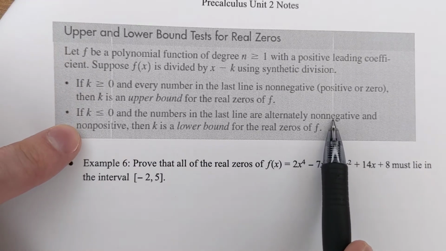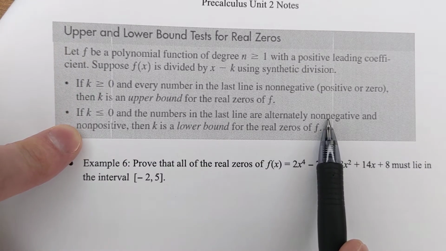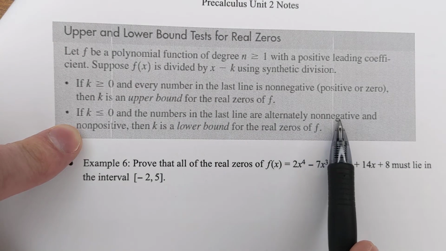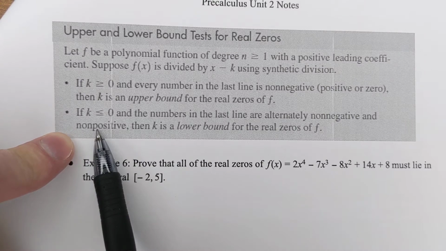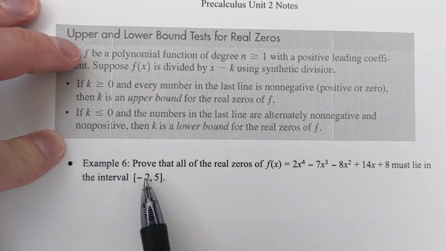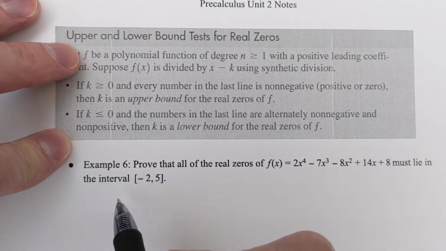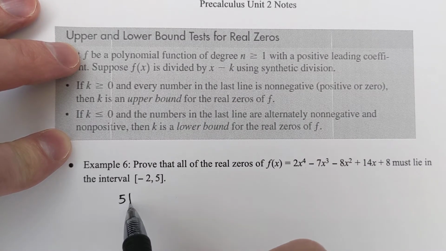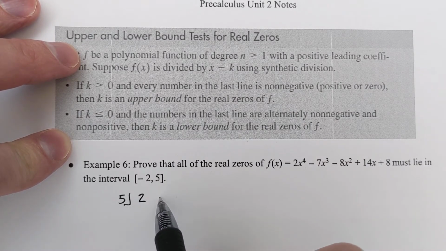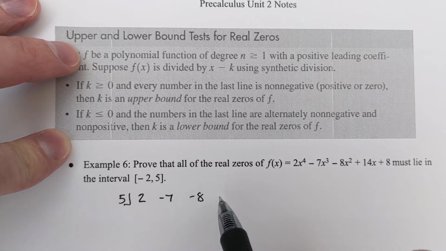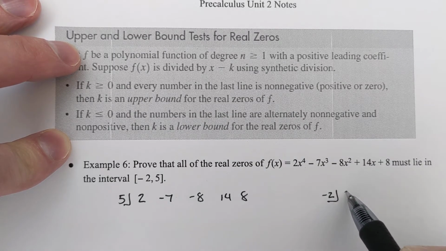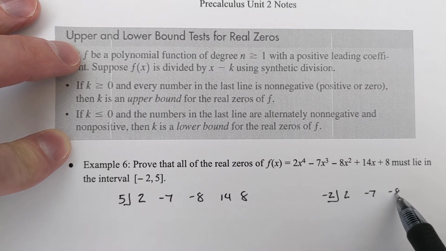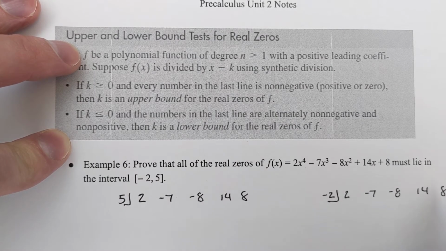So once again, be careful of those words. Non-negative doesn't actually mean positive, because non-negative is positive or 0. Non-positive is negative or 0. So prove that blah, blah, blah. We'll do synthetic division with 5. So my coefficients are 2, -7, -8, 14, and 8. And we'll do the same thing with -2: 2, -7, -8, 14, 8.